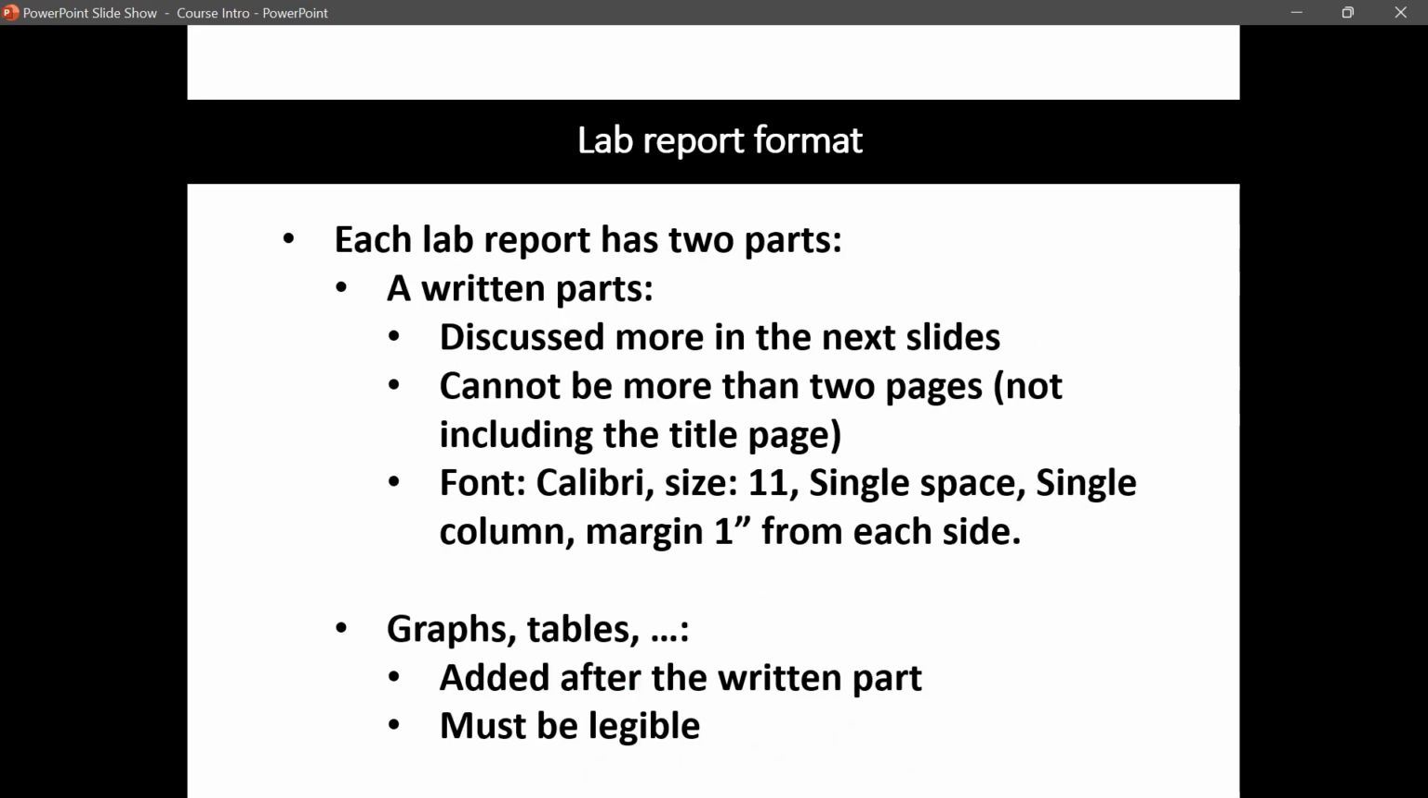All of the fonts and everything are described here. It has to be Calibri font, size 11, single space, and single column with 1-inch margin. And then when you're done with the 2 pages, you just have to add all of your calculations. It can be a table, it can be a graph, it can be whatever. I don't really have a criteria for the tables and graphs, but all of the axes have to be labeled. I mean, it has to be a graph that is legible and understandable. When you look at it, you understand what this is, what it represents, what all of the numbers mean, right? And it cannot go out of the 1-inch margin as well.